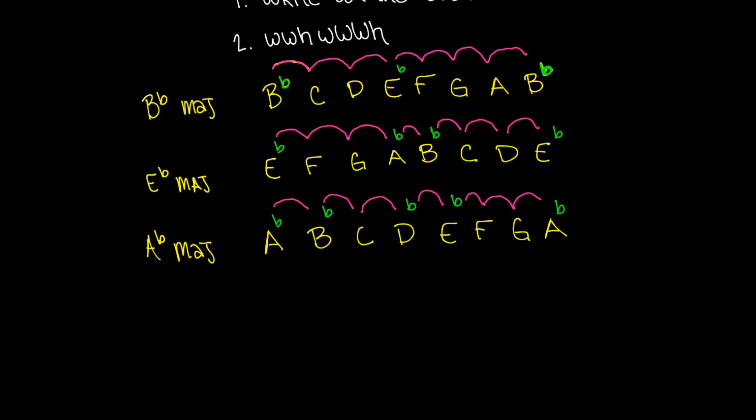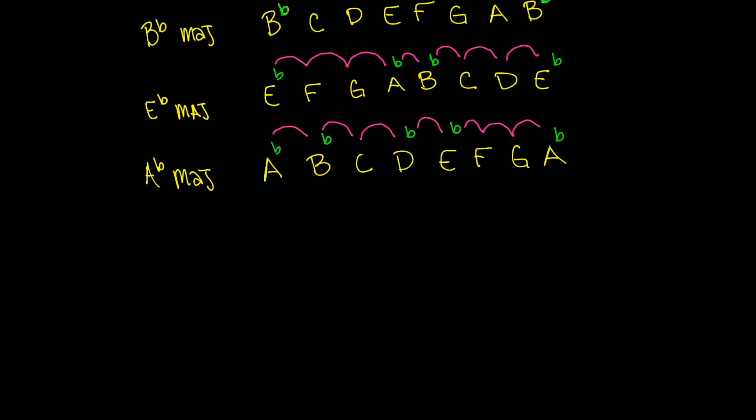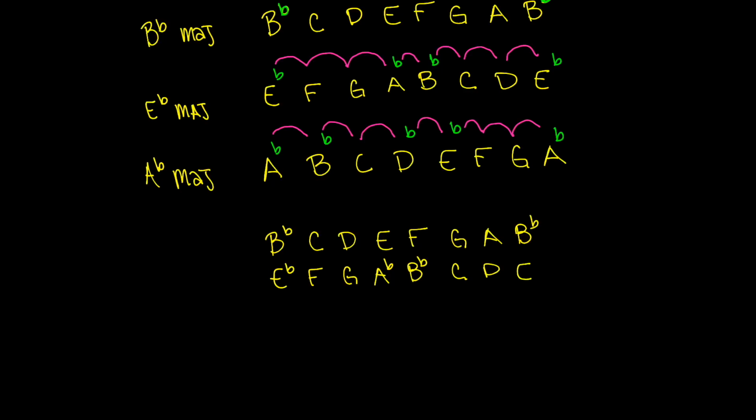And so let's maybe clean this up a little bit. So we'll write this out over here. And so we'll write in here B flat. So B flat consisted of B flat, C, D, E, F, G, A, B flat. Then E flat consisted of E flat, F, G, A flat, B flat, C, D, E flat, and finally A flat, B flat, C, D flat, E flat, F, G, and A flat. And those are the three different scales that we looked at building today.